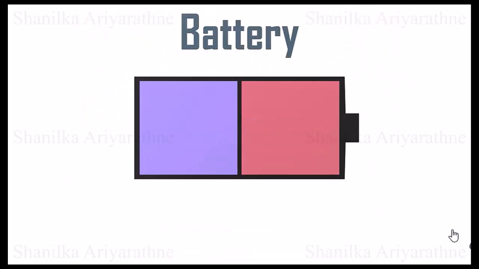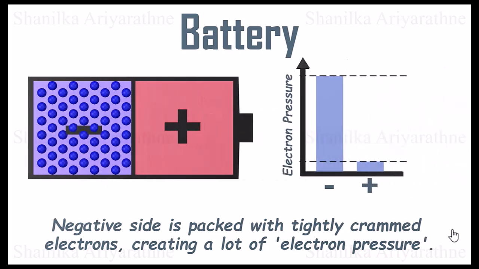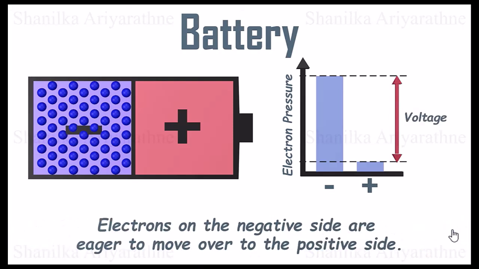Here we have a battery which has two sides, positive and negative. The negative side is packed with tightly crammed electrons, creating a lot of electron pressure. On the other hand, the positive side has far fewer electrons, resulting in much less electron pressure. This difference in electron pressure, or potential difference, is what we refer to as the voltage of the battery. Because of this potential difference, the electrons on the negative side are eager to move over to the positive side. It's like a crowd of people trying to move from a packed room to a spacious one.